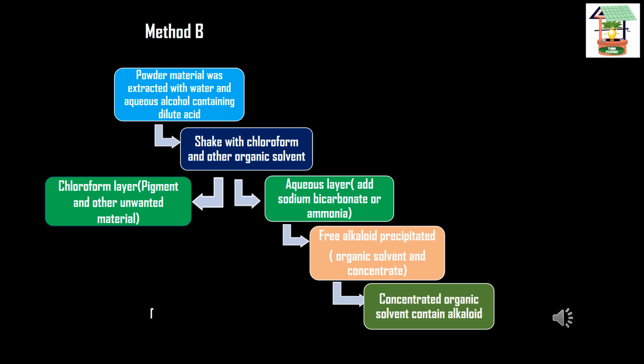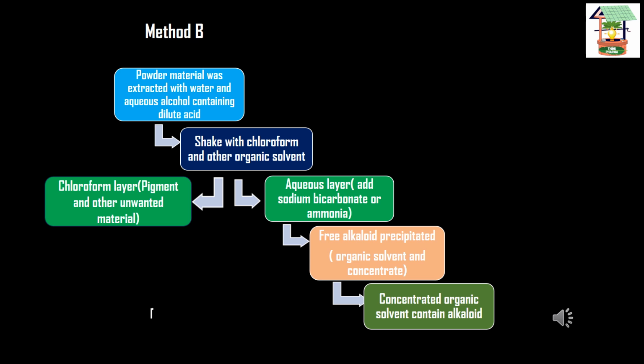So in method A, we are taking non-polar solvents, like hexane and petroleum ether. And here in method B, we are taking water and aqueous alcohol containing dilute acid. We are taking polar substances. Okay, and then after this step, shake with chloroform or another organic solvent, and here we will get two products, the chloroform layer and the aqueous layer.